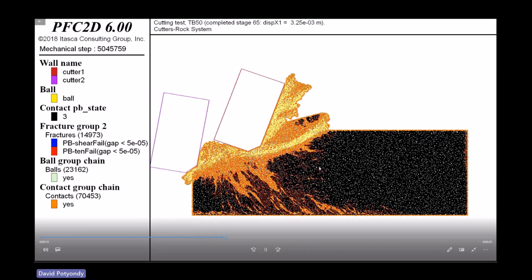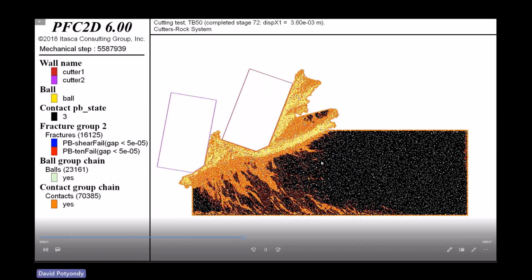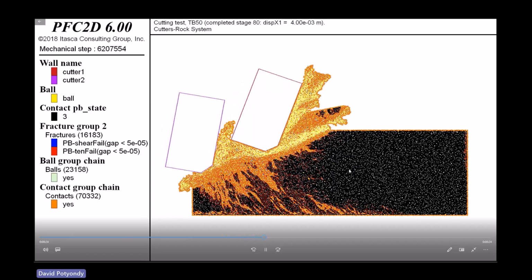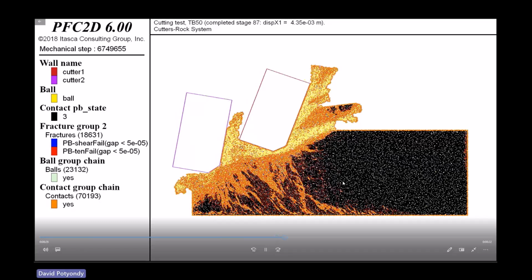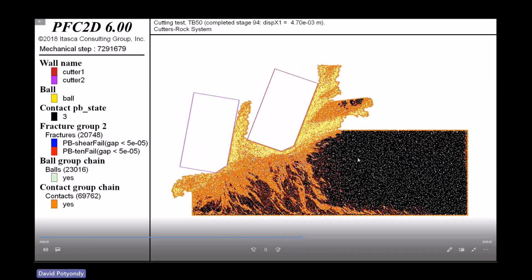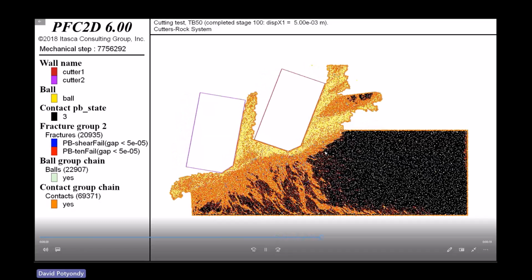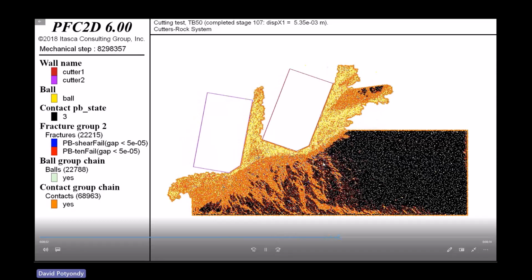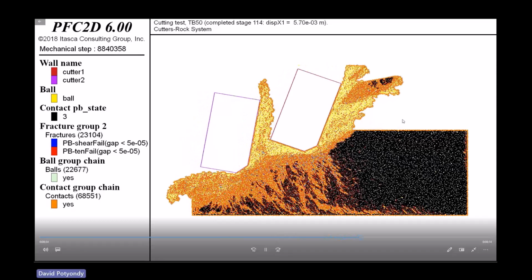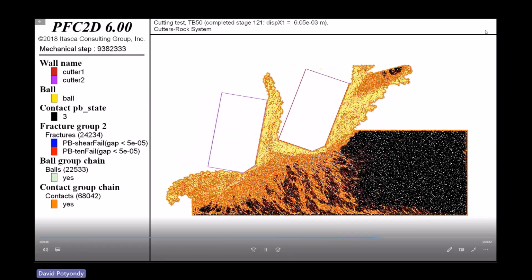Watch, as it goes farther, eventually it's going to break this rock up here. How is it going to break? Let's see. Now here, this cemented rock is getting broken. It's just kind of pushing this thing forward. There, it's trying to go down.